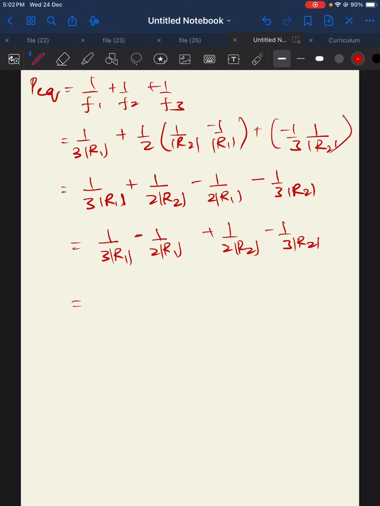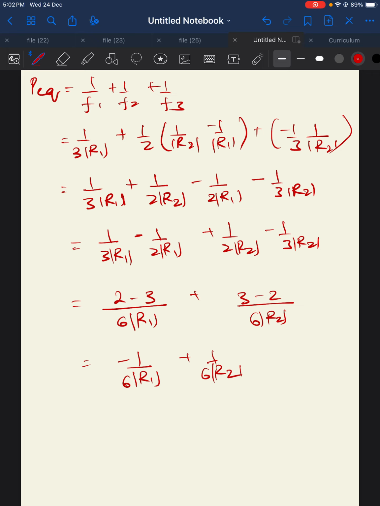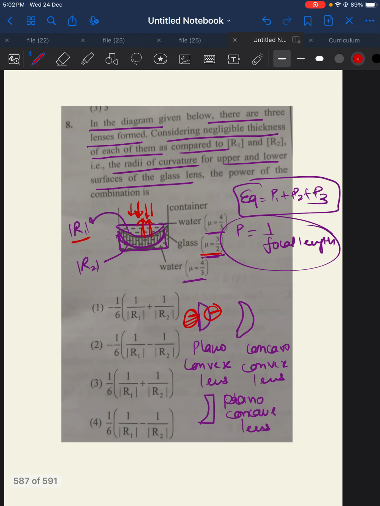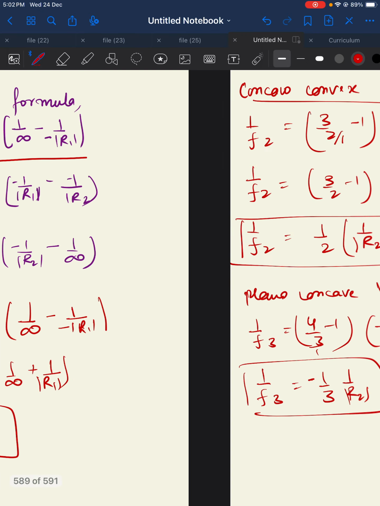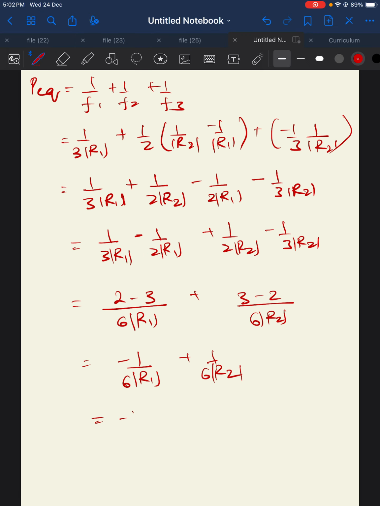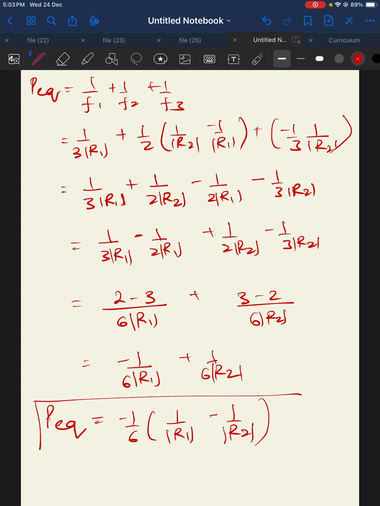Let's take the LCM, 6 mod R1, (2 minus 3), plus 6 mod R2, (3 minus 2). So minus 1 by 6 R1 plus 1 by 6 R2, right? Now let's see what are the options given. The options are all with R1 positive. So R1 should be positive. So let's take minus 1 by 6 common: 1 by R1 minus 1 by R2. So this is our net equivalent power.